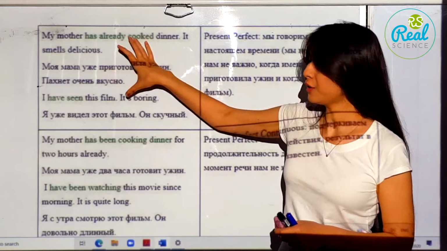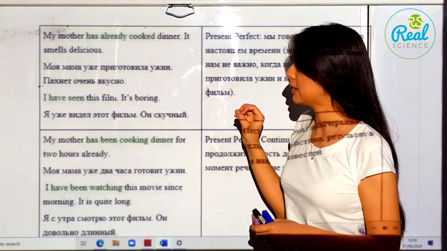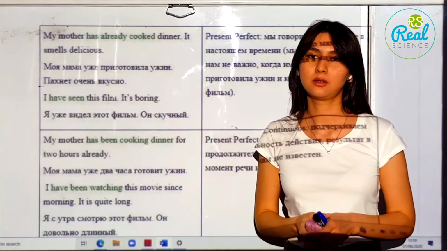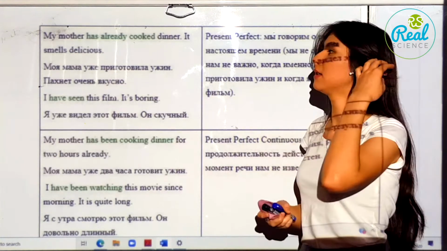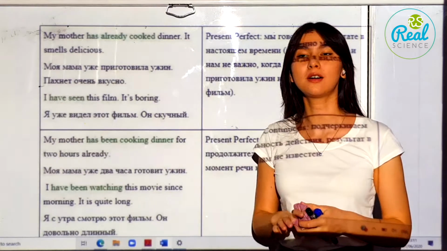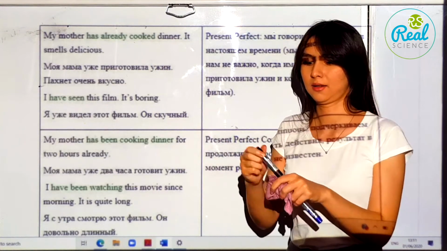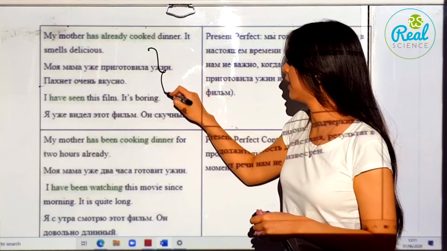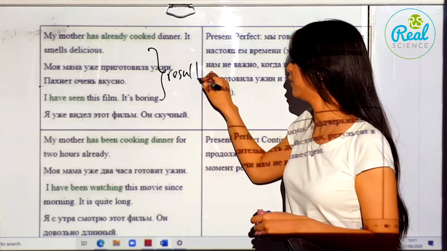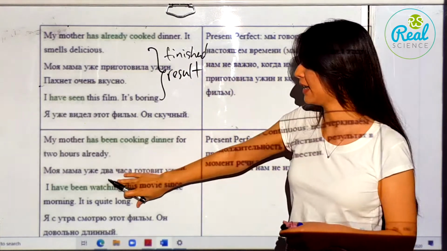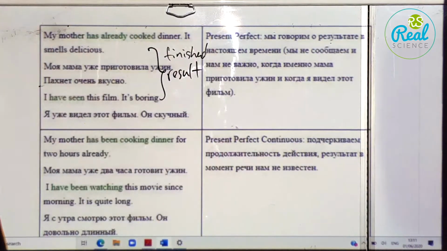What do you recognize from those sentences? Are they finished? Yes, of course, they are finished. Do we have the result here, guys? Yes, of course, here we have the result, and it is finished.